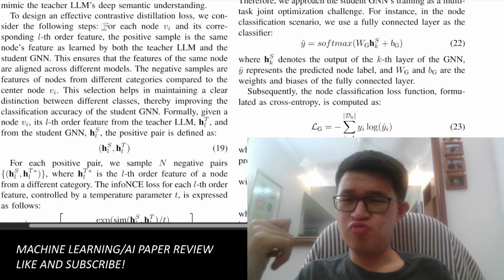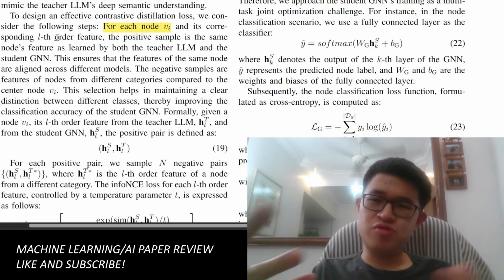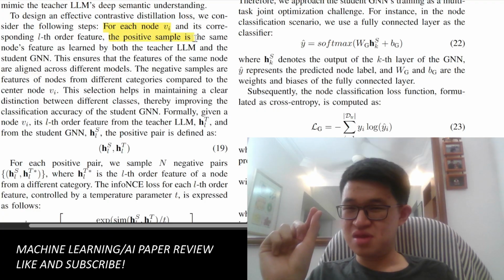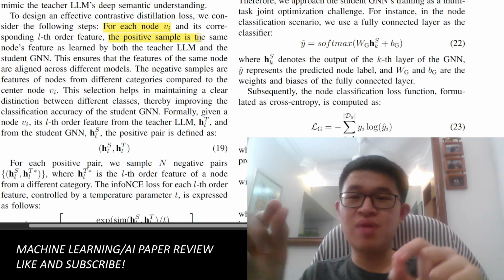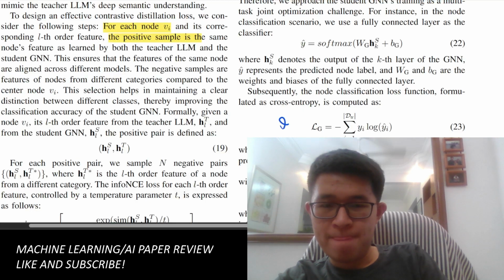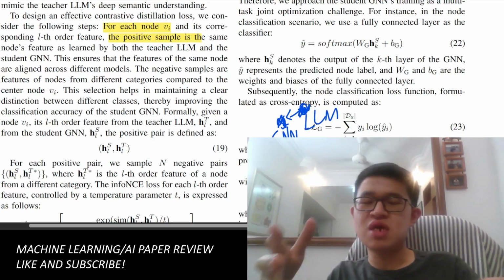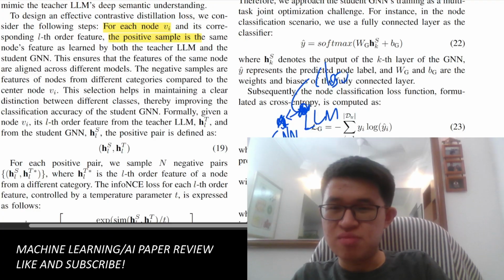So here's what they do. For each node and its corresponding alpha order feature, the positive sample is, okay, hear me out, the same node's feature learned by both the LLM and the GNN. Let's give it color blue. Now this is from the GNN and this is from the LLM. It's about the same thing but produced by two different models, so you want this to be as close as possible.